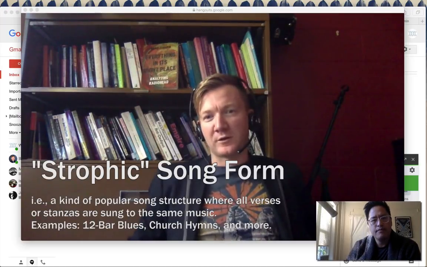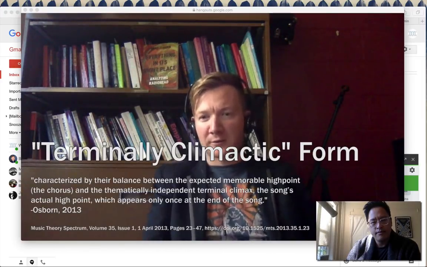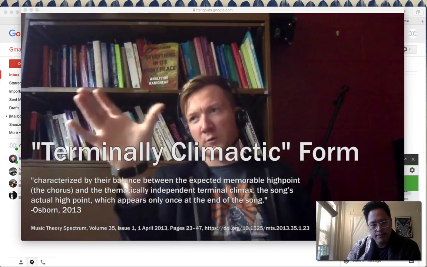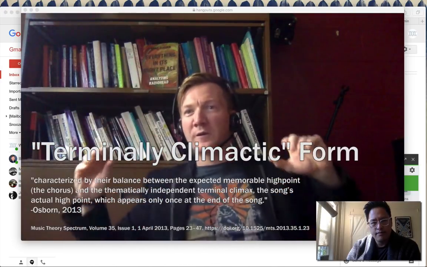But more generally, what I found most interesting about Radiohead are the song forms. The way that they don't stick to verse, chorus, or strophic song forms like we're used to in most pop rock music. They do two forms that are pretty unique. One is called terminally climactic form, where they go verse, chorus, verse, chorus, and then they just throw a brand new section at you. Like Karma Police ends in that: "For a minute there, I lost myself." We've never heard that, and that's how the song ends.